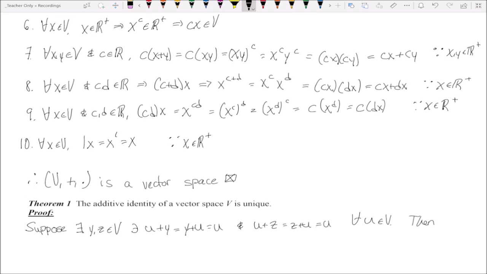Then, let's take a look at z. Well, since z is in V, this is equal to z plus y, right? Because we're saying that y is the additive identity. But we're saying z is also an additive identity, so that is just equal to y. Hence, z is equal to y, which means there is only one identity, right? We assume there are 2 and show that they're actually the same. And so the identity must be unique.